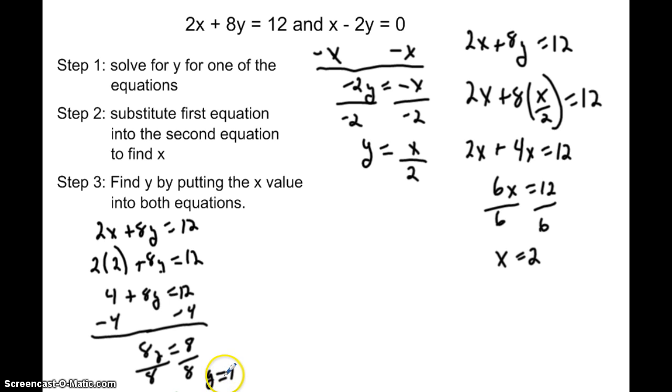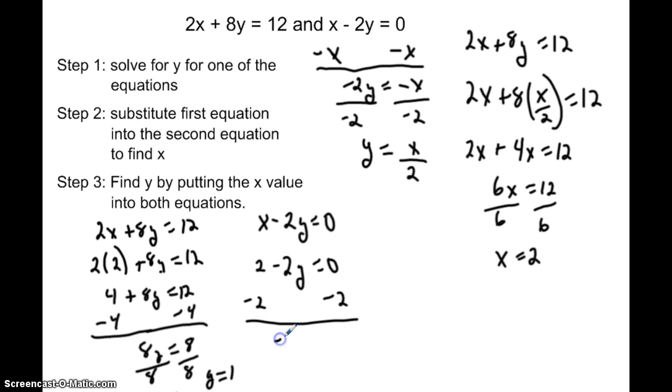Now that we found that y is equal to 1 for this equation, let's just make sure that this is true. So we're going to take the second equation, x minus 2y equals 0. We said that x is equal to 2. 2 minus 2y equals 0. We subtract 2 from both sides. We get negative 2y is equal to negative 2. We divide by negative 2 on both sides. And so y will be equal to a positive 1.